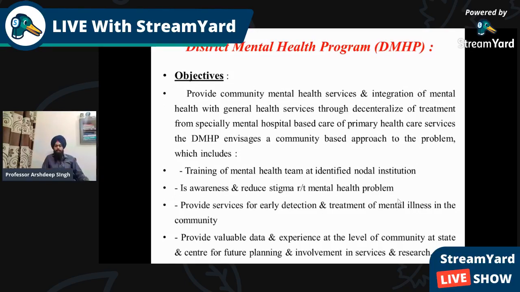Second is awareness and reducing stigma related to mental health problems. The second point is to motivate the people and make them aware of the various types of mental illnesses, the various signs and symptoms of these mental illnesses or diseases, and how they could be prevented or treated. In this way, we would be able to reduce the stigma.